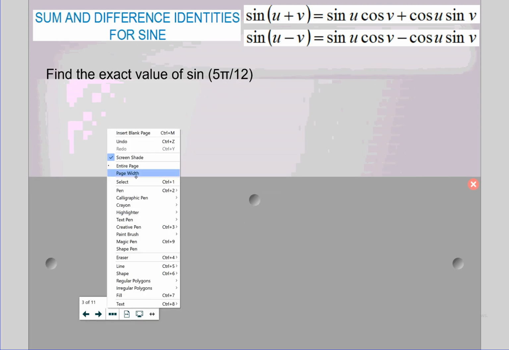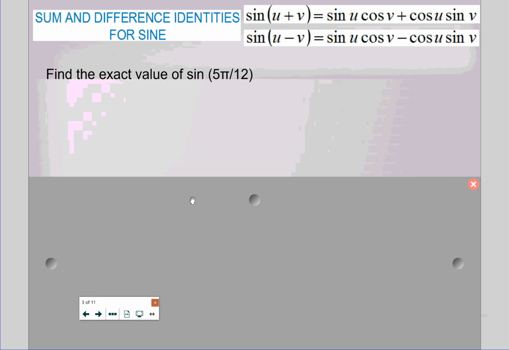Most of the time, you will not be given what two angles need to add or subtract to get the angle you're looking for. Okay, so like 5 pi over 12 here, that's what we're trying to evaluate. It's obviously not on my unit circle, but we need to figure out what adds or subtracts to 5 pi over 12. I think personally it's easier to figure out what adds and subtracts if you're in degrees. So the first thing I'm going to do is take my 5 pi over 12 and just change it to degrees first. This is an optional step.